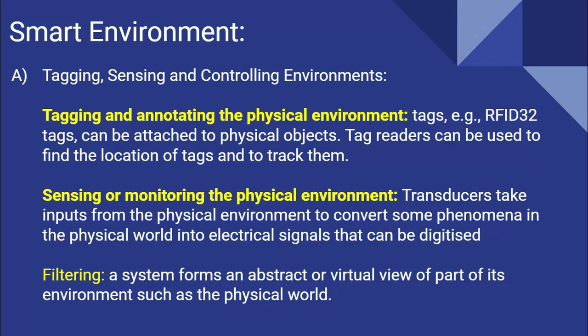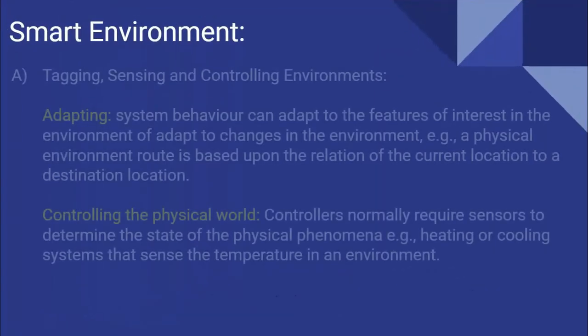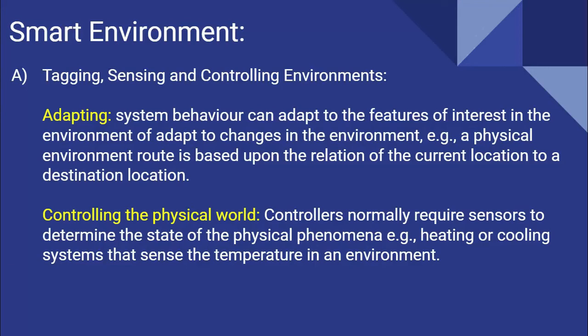Then we have filtering, again, to make things happen in a good way in the smart environment. We need a filter. A system forms an abstract or virtual view of part of its environment, such as the physical world. Then we have adapt. Here we need to specify the context where we are going to put those things in the smart environment, which means it adapts to changes in the environment. Like a physical environment route is based upon the relation of the current location to the destination location, which means that when there is a turn in the physical world, Google Maps must show the turn in the virtual view also. This is the kind of adapting that we have.